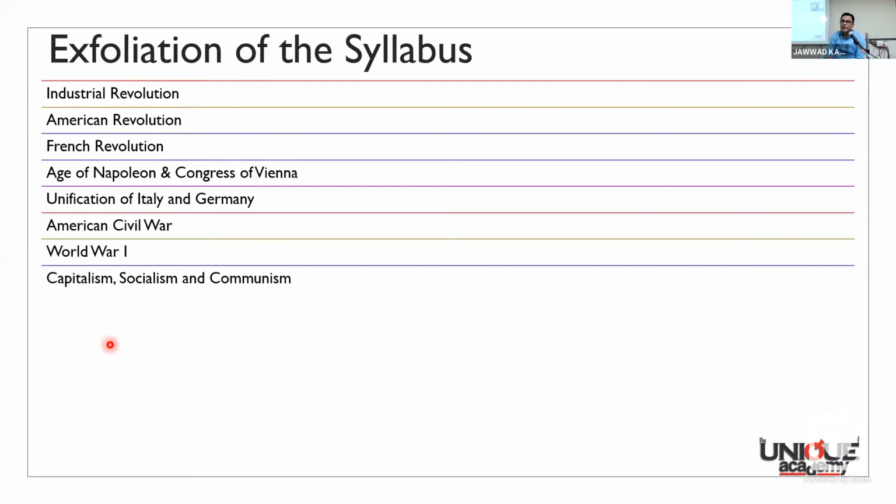Then we will talk about the prominent political philosophies that the syllabus expects us to understand. Ideas of capitalism, socialism, and communism. We'll understand all of these thoughts. Based on these ideas, that is socialism and communism.